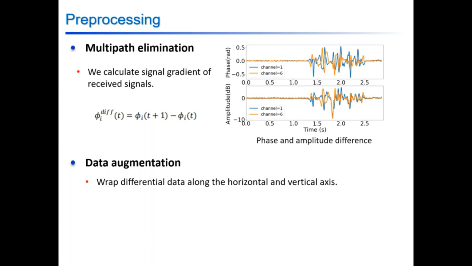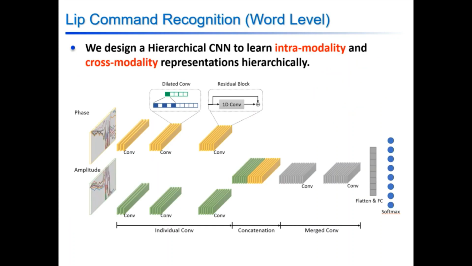When it comes to the pre-processing module, we employ two simple but effective measures in this stage. First, we calculate the gradient of received signals to remove static multipath interferences. Then, inspired by time warping techniques, we apply data augmentation by warping the differential data along both the horizontal and vertical axis. Lip command recognition can be split into two different parts, word level and sentence level.